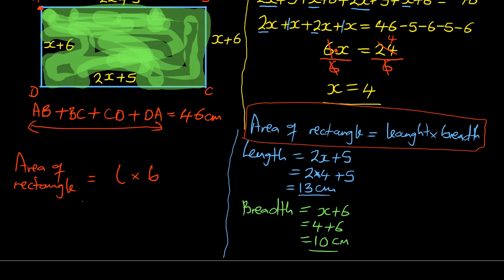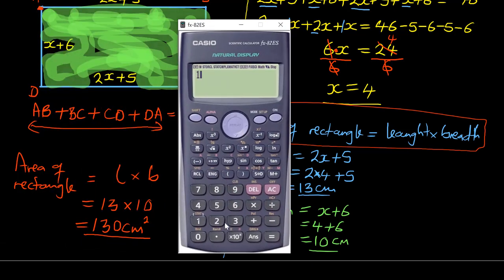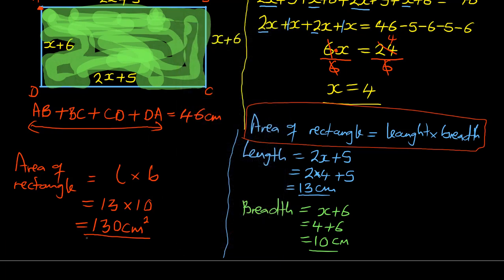So our length is 13 times our breadth is 10, and then you can multiply that, which is 130. Now the units are very important because it's centimeter and centimeter, it will be square centimeters as the area of that. You can prove it with your calculator to say 13 times 10, which is 130, but don't forget the units are also important as that.